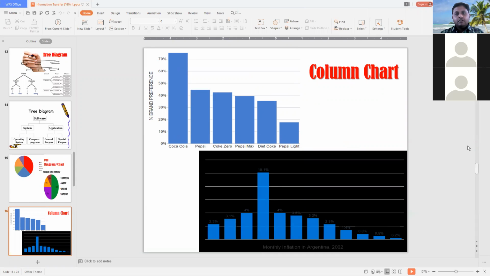The next famous method of presenting data in non-verbal form is the column chart. Again, if calculations or figures are there in the paragraph or text, we can present the calculation in the form of a column chart, as it is showing on the screen. So the growth or comparative study is shown.